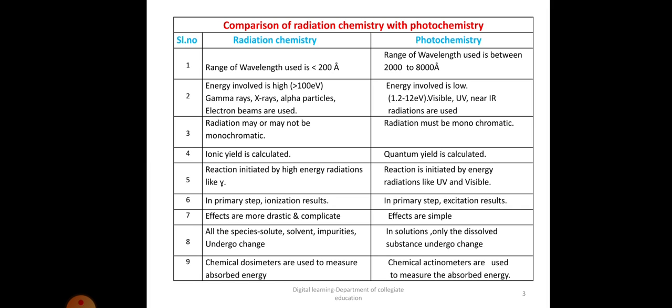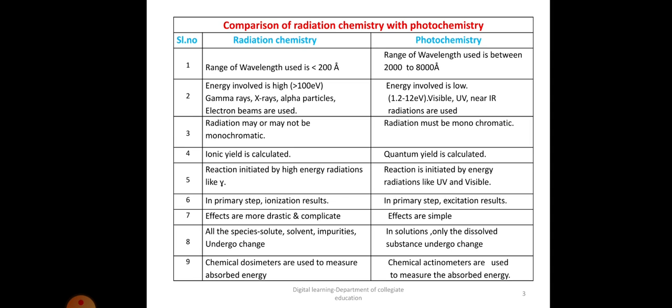In radiation chemistry, ionic yield is calculated, whereas in photochemistry, quantum yield is calculated. In radiation chemistry, reaction is initiated by high energy radiations like gamma, whereas in photochemistry, reaction is initiated by energy radiations like UV and visible. In radiation chemistry, the primary step is ionization, whereas in photochemistry, the primary step is excitation. In radiation chemistry, effects are more drastic and complicated, whereas in photochemistry, effects are simple.